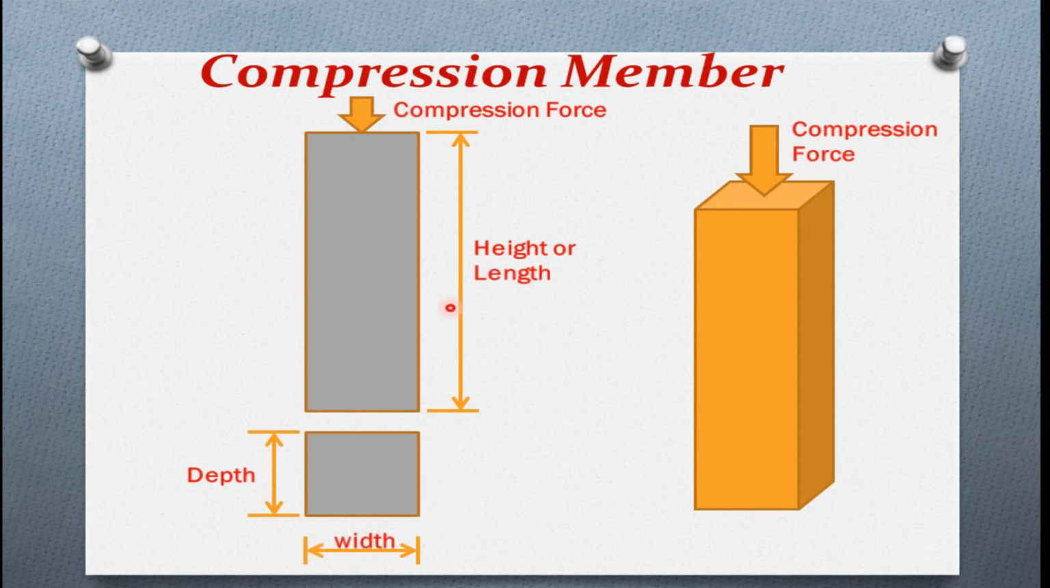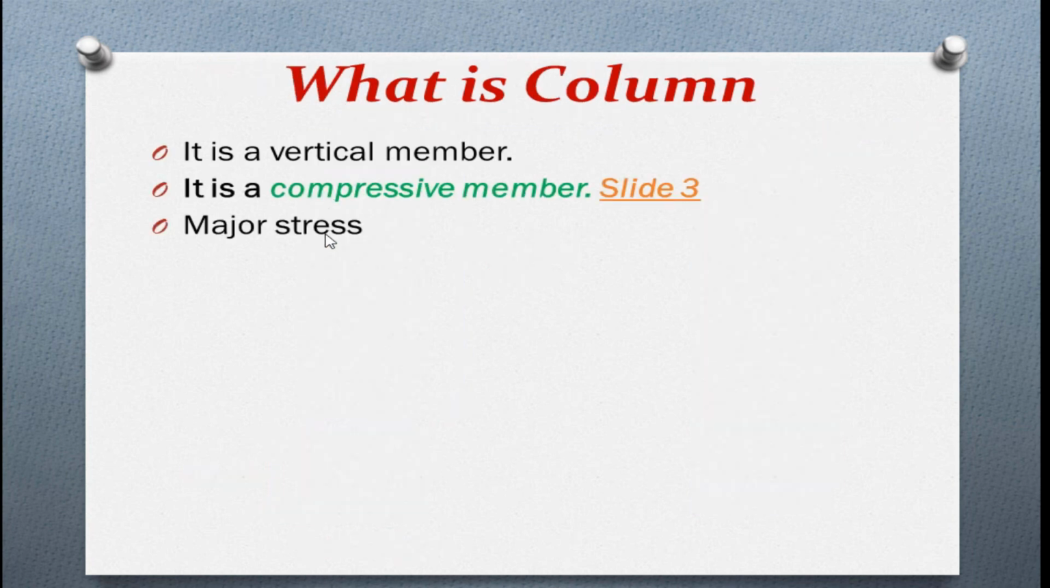Here you can see the load applied on the top of the column. If it is downward, it means it is a compression force. It's not just about downward. When the load is applied towards the member, it is called a compression force. You can see here in the 3D view, when the load is applied towards the member, it is called compression force. When compression force is acting on the member, it is called a compression member. So that is why I told it is a compression member.